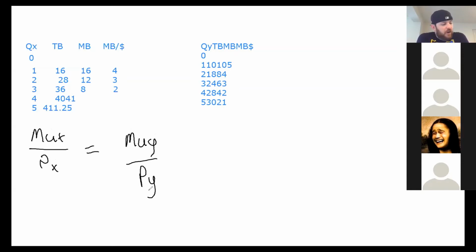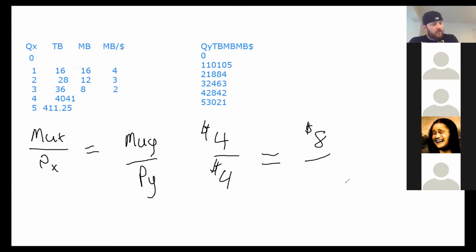Well, let's look at our chart. We know that the marginal benefit, or the marginal utility, of 4 units of good X is 4. So you're going to get 4 marginal benefit over a price of $4, right? Now it's going to be compared to the marginal benefit of 2 units of good Y, which is 8. So it's $8 worth of benefit over the cost, which is only $2.